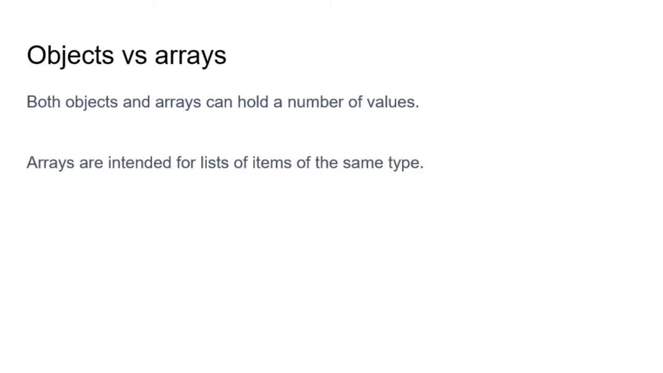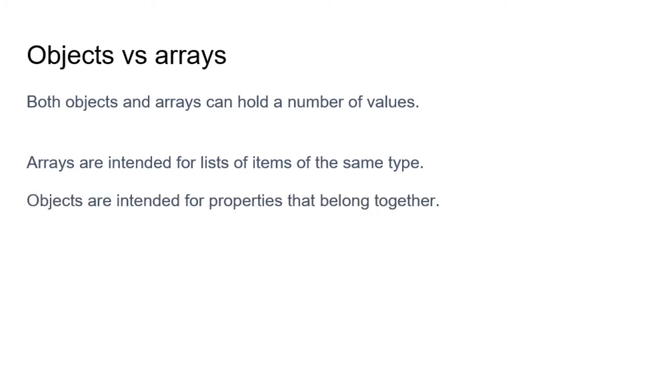So the difference between objects and arrays is a bit hard to see at first because both of them can hold a number of values, say different values in one variable. But arrays are intended for lists of items of the same type, meaning you have a list of strings or a list of numbers or a list of objects where each object would be similar. More on that in the next presentation.